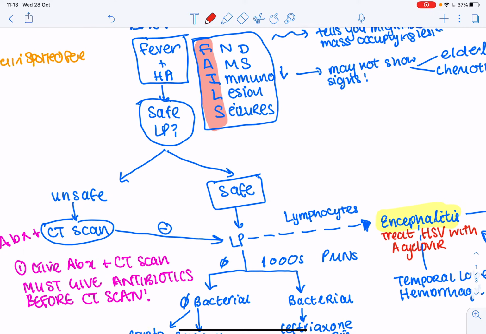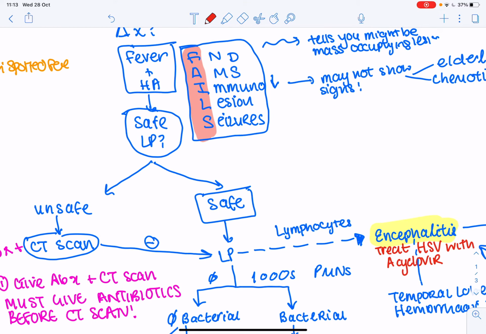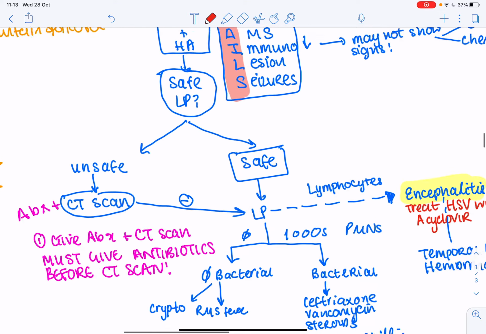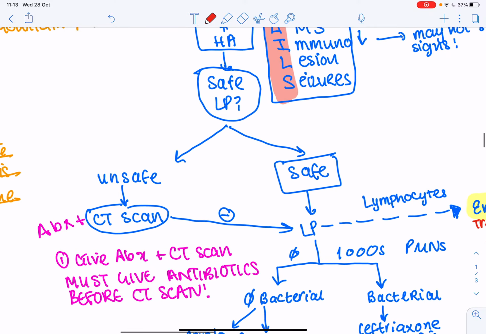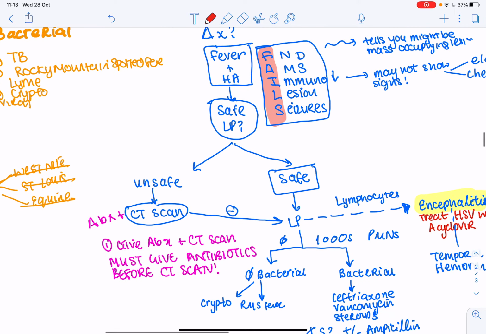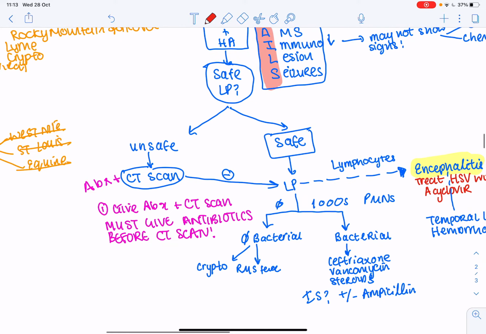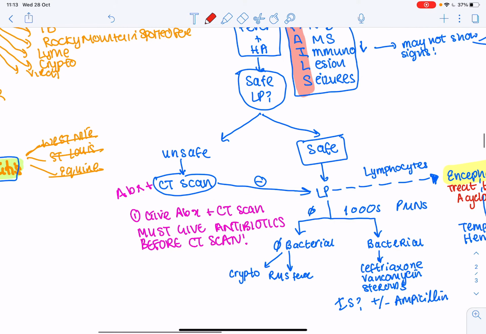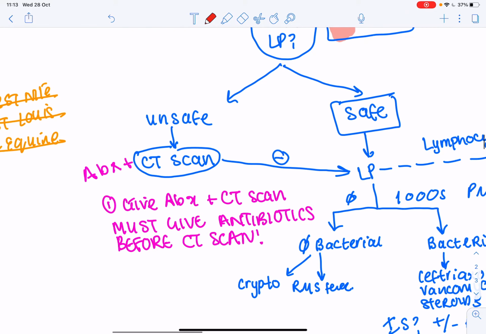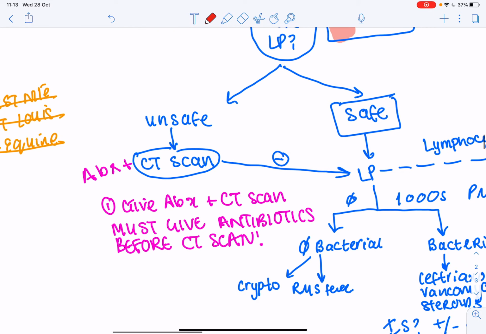Then would it be safe to do a lumbar LP? Now, if the lumbar puncture is safe, that's fine. Go ahead and do the LP. Now, if the LP is not safe, then what are you going to do? Obviously, you are going to order a CT scan first to check for what exactly is there.